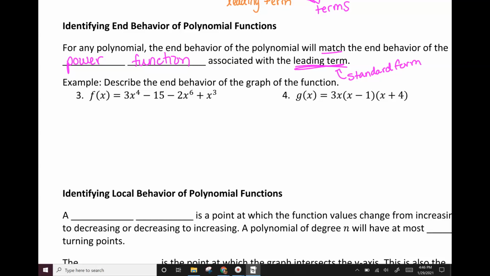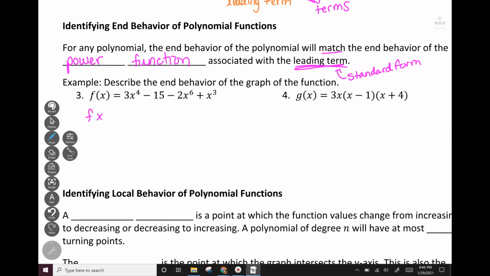Okay, so number 3, describe the end behavior of the graph of the function. So first, maybe we want to write it in standard form. Maybe we want to write the negative 2x to the 6 first because it has a larger exponent. And then we would put the 3x to the 4th, the x cubed, and then minus 15. Okay, so we rewrote those in the standard form. Now, I see my leading term is negative 2x to the 6th. So however that power function would behave as x approaches positive and negative infinity, that's how this whole polynomial is going to behave.